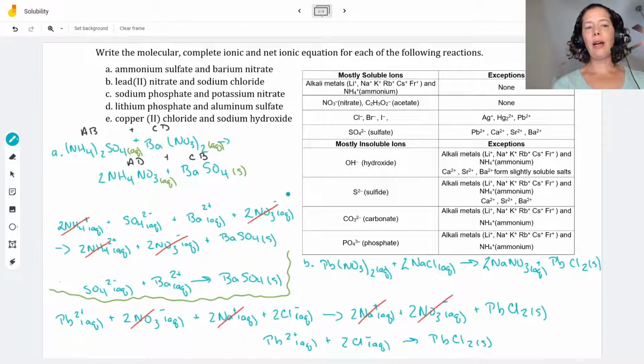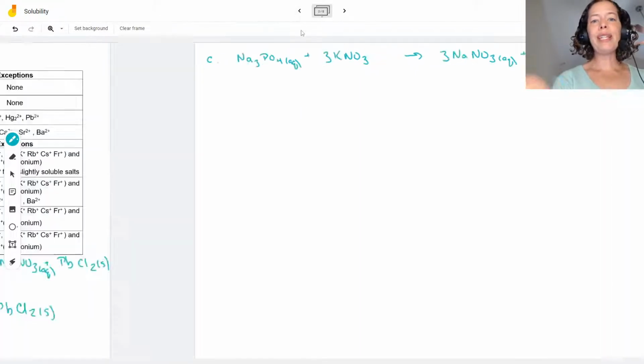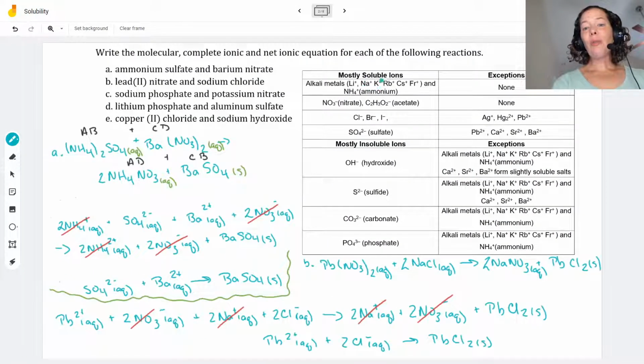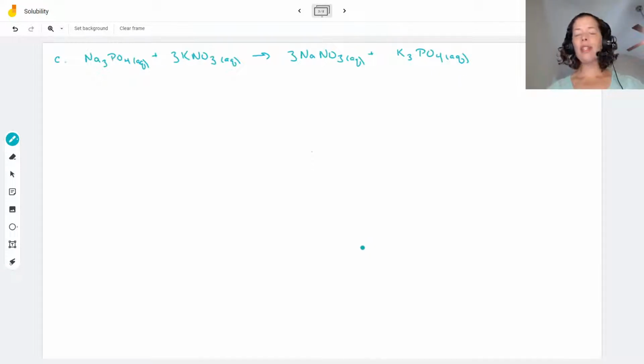Okay. So our first one is sodium phosphate. Again, sodium here, they are all soluble. There are no exceptions. So sodium phosphate is going to be soluble, which means also sodium nitrate is going to be soluble. Okay, let's do potassium nitrate. Again, just like sodium, all your potassium cations are going to be soluble, just like all your nitrate ions are going to be soluble. So potassium nitrate is also soluble, as well as potassium phosphate. Okay, that's everything. So everything is soluble in this equation. This is your balanced molecular equation.